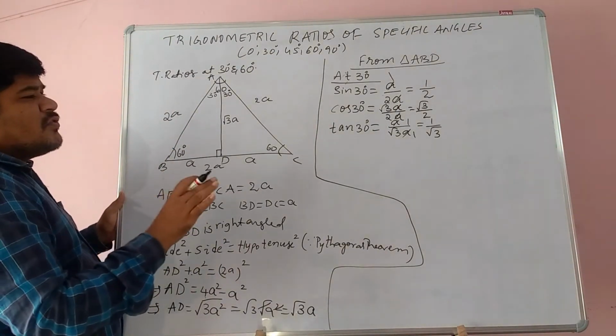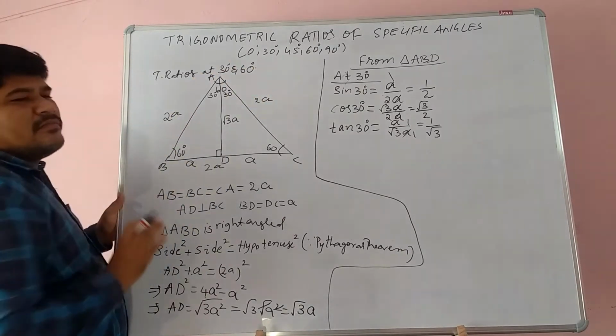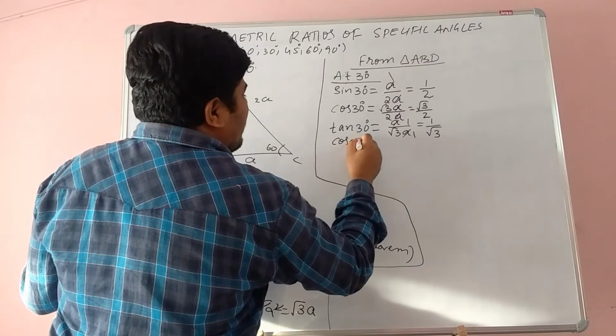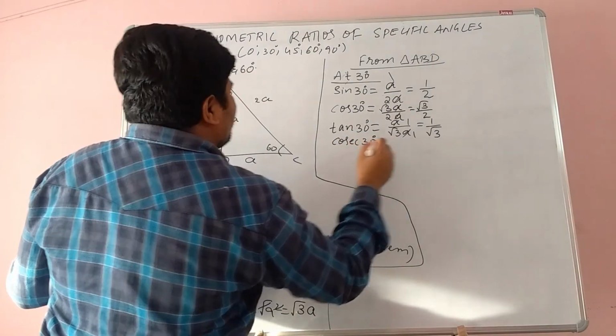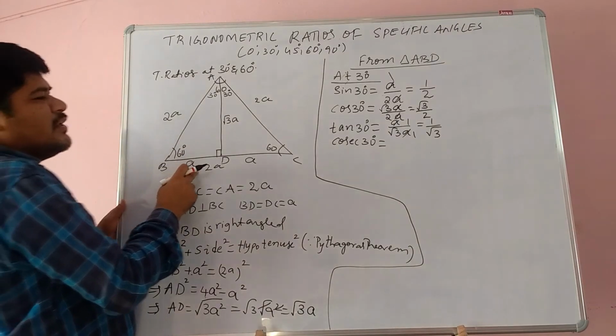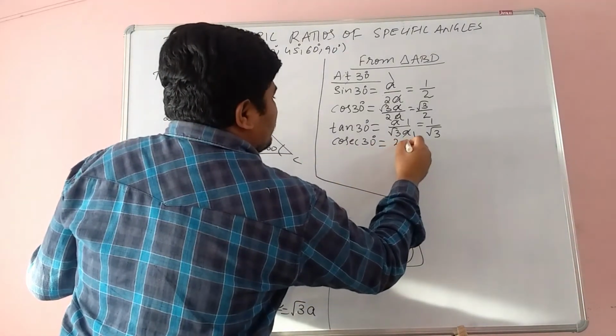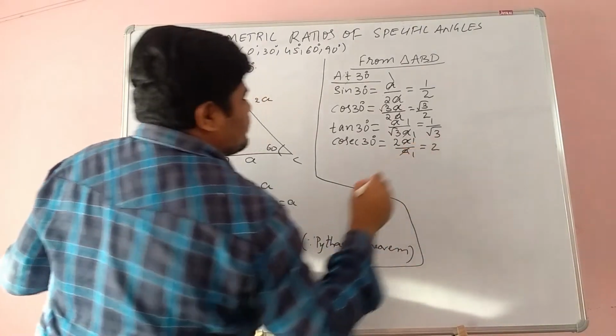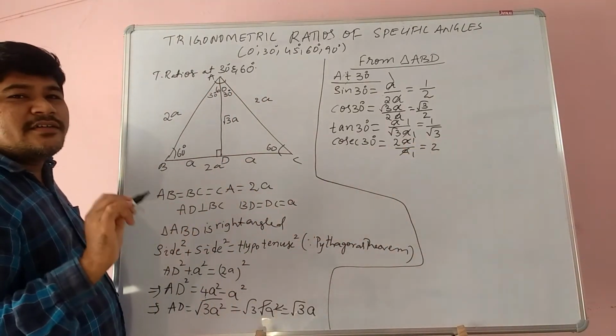Now cosecant, the reciprocal of sin. Okay, so what is cosecant theta? Hypotenuse by opposite side. So cosecant 30 degrees is hypotenuse by opposite side. So what will we get? 2A by A, cancel, 2. So cosecant 30 is 2.